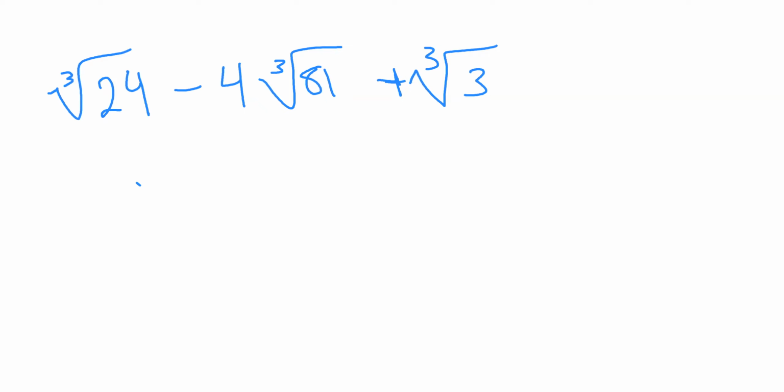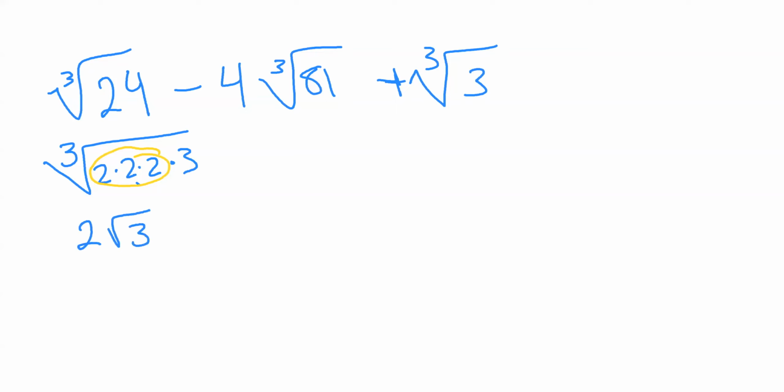24, let's factor. 24 is 2 times 2 times 2 times 3. So you can see right away we've got 3 factors of 2 and we are under a cube root. So that is going to simplify to 2 cube root 3.